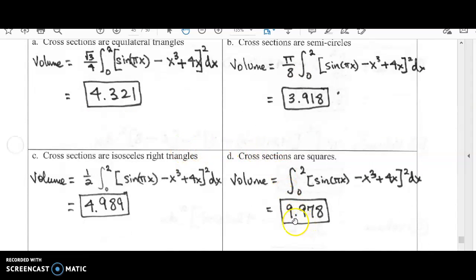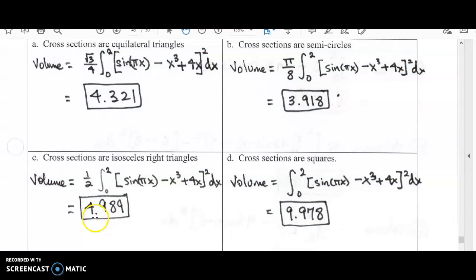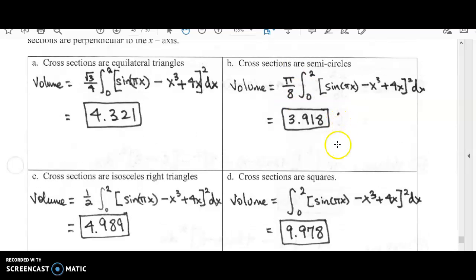And notice that the area of this one is the largest because everything else is half over here. √3/4 is a little bit smaller than 1/2. pi/8 is even smaller than that. But if you notice, all of the work is the same. Okay.